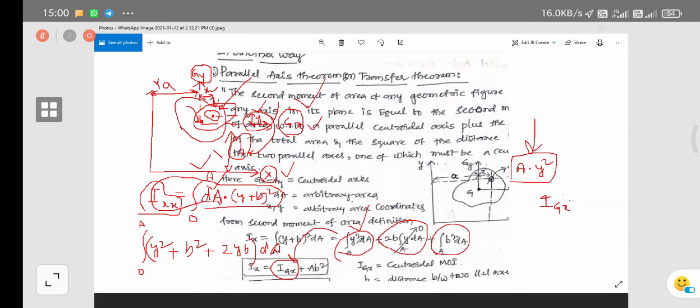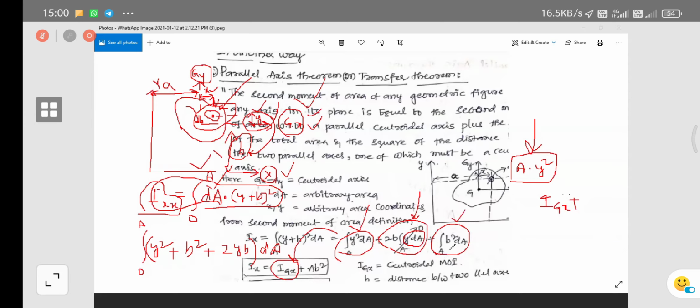Why? Because this y is the centroidal distance with respect to the centroidal axis, that is your gx axis. That's Igx plus, so this y into dA is nothing but your first moment of area. But the first moment of area will always be 0. Why? Because in calculating moment of inertia, we are going to consider only the second moment. So that's why the first moment of area is always 0. Then go for the next, third term.